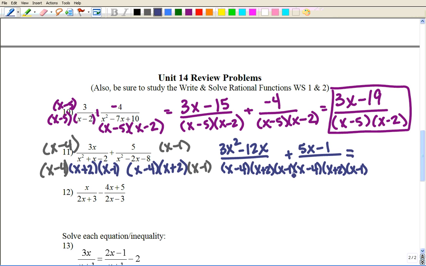And then all I need to do is add the numerators. So I'll have 3x squared, negative 12x plus 5x is negative 7x, and then minus, oh, did anyone catch that? 5x times a negative 1, that would be minus 5. Oops, okay. So then minus 5. And again, over that same denominator, and I have run out of room.